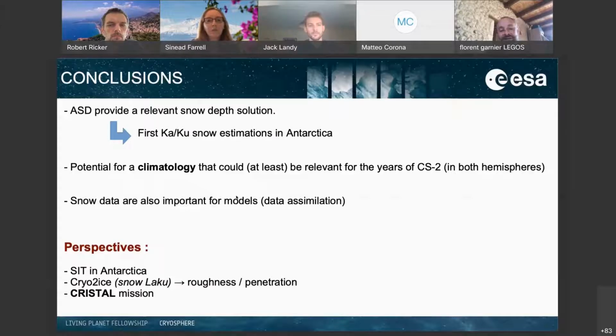For instance, to fill the gap due to orbit limitation or the lack of summer freeboard estimation. And that goes towards some perspective, because since we have more information about the snow depths, I think it's important to look at the southern hemisphere also. And in addition, we now have IceSat 2 in both hemispheres that also provide very important information on the snow and give information also on the problem with the roughness and penetration as we've seen in the previous presentation.